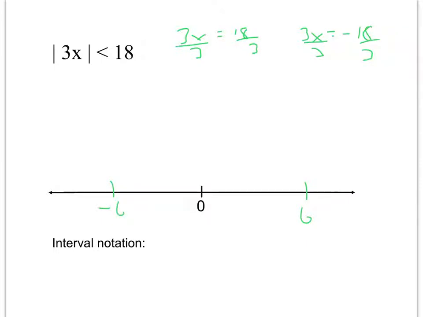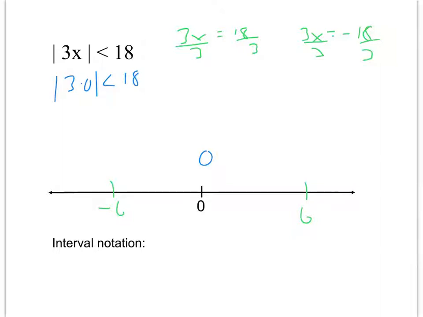Okay, so now we're just going to take a point. Let's take the point 0 right here. We're going to plug that in. So we have the absolute value of 3 times 0 is less than 18. When we do that, we find that the absolute value of 0 is 0. So 0 is less than 18, so 0 works.